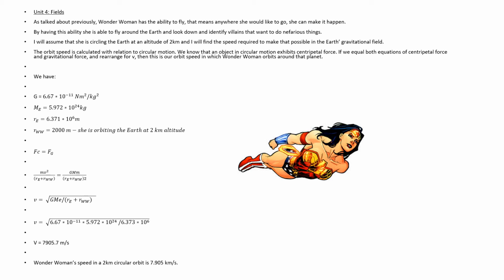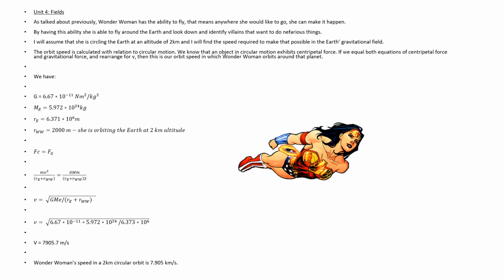The orbit speed is calculated with relation to circular motion. We know that an object in circular motion exhibits centripetal force. If we equate centripetal force and gravitational force and rearrange for v, then this is our orbit speed at which Wonder Woman orbits around the planet.